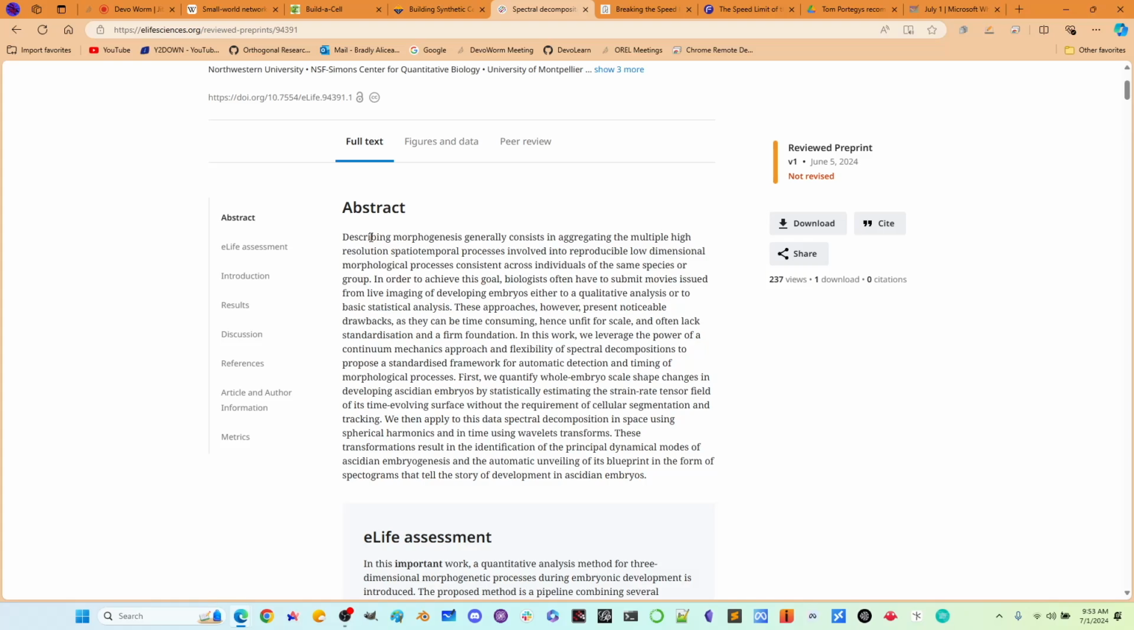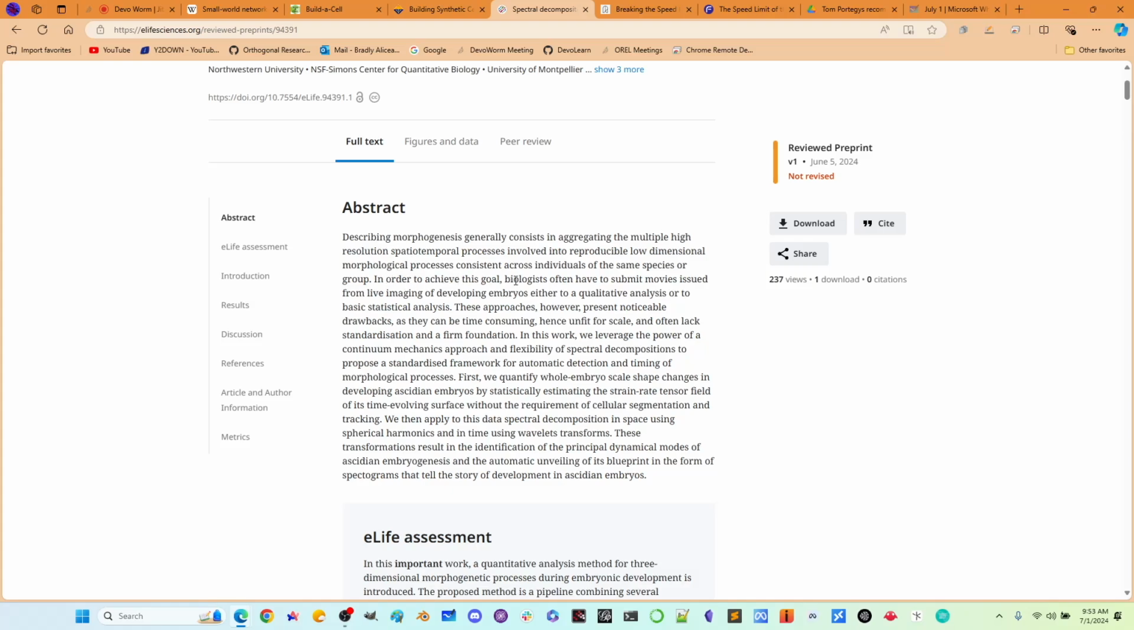So the abstract reads, describing morphogenesis generally consists in aggregating the multiple high-resolution spatiotemporal processes involved in reproducible low-dimensional morphological processes consistent across individuals of the same species or group. So they're basically taking different spatiotemporal processes, and then you're trying to reproduce some sort of statement about morphogenesis. And you can't really maybe try to do it across species, but usually it's species specific. That's what they're getting at in this sentence.